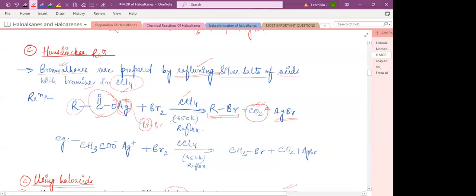The main product we get is the bromoalkane. Just remember, you have to remove this COO as CO2, and the Ag goes with one bromine, while the other bromine attaches to the alkyl group to give the corresponding bromoalkane.